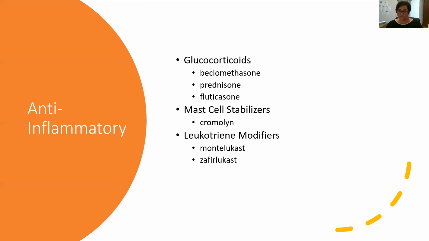A lot of times these are used for chronic asthmatics or COPD patients. So mast cell stabilizer, your prototype medication is cromolyn, and your leukotriene modifiers have your montelukast or zafirlukast as your newer medications there.